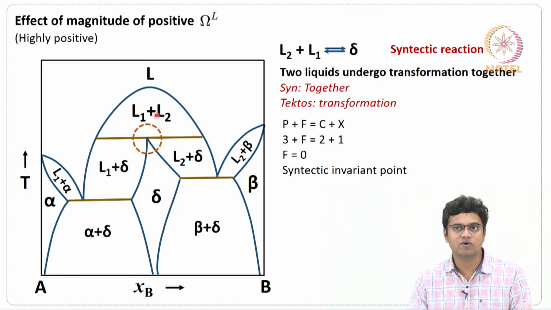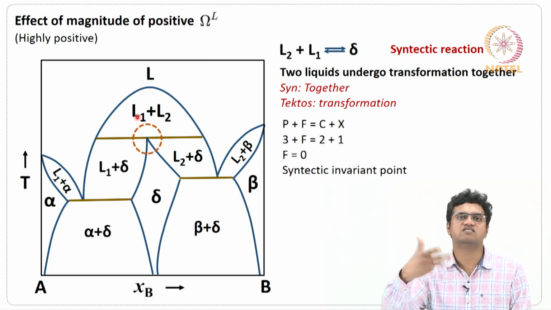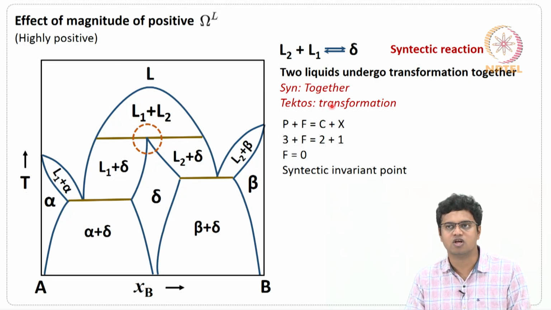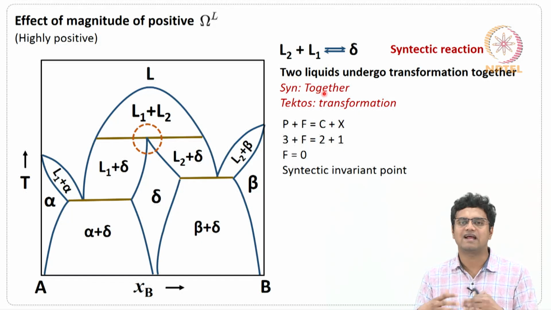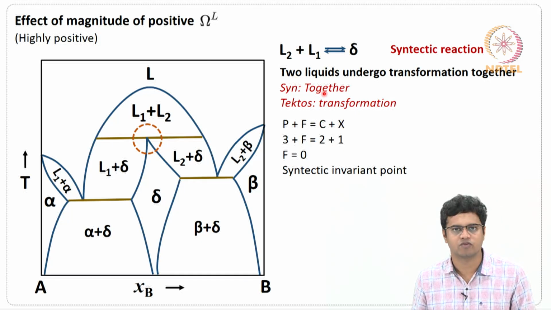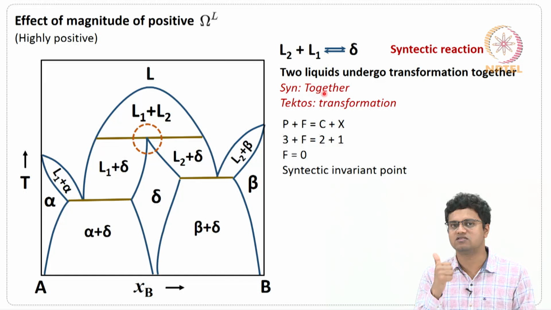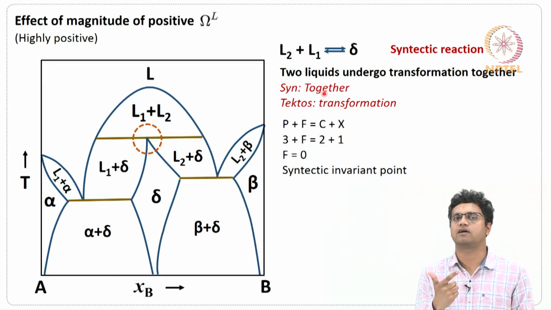Now both the liquids undergo transformation together, synchronized transformation. So syn is together, and they undergo tectic transformation. These types of reactions are called syntectic reactions. So the miscibility gap in the liquid gives rise to two invariant reactions. One is the monotectic reaction, the second one is the syntectic reaction.